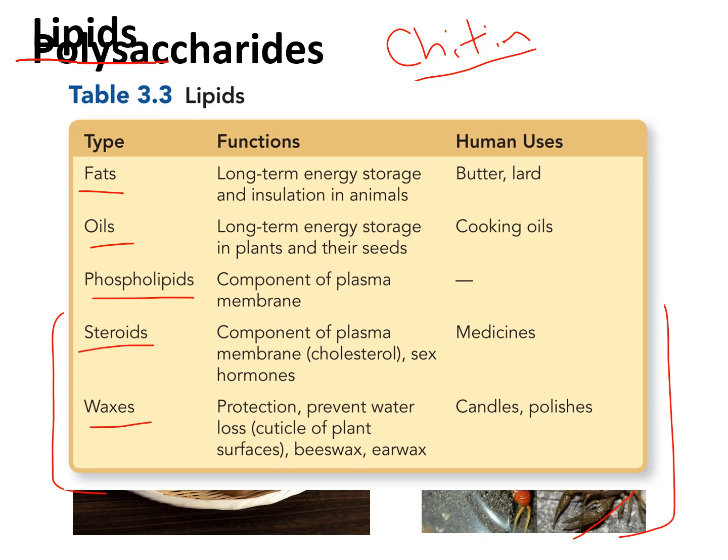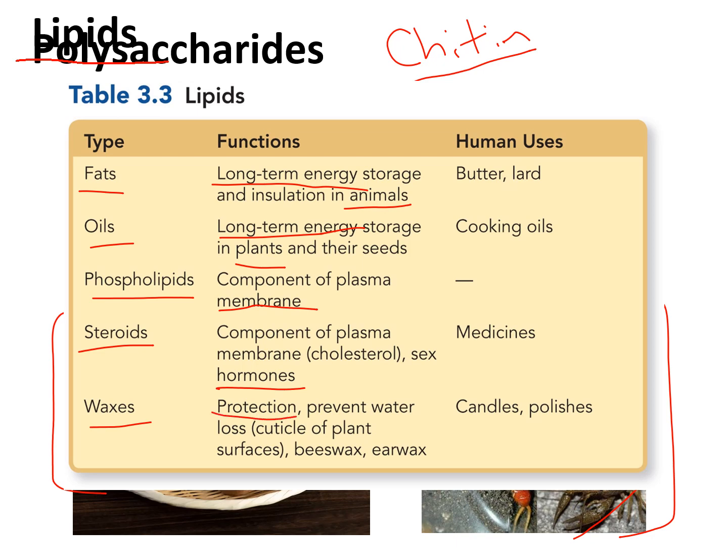And depending on their type, they have slightly different functions. Fats and oils are for long-term storage. Fats relate to animals, and oils relate mainly to plants. Phospholipids are an important component of the plasma membrane, so the structure of the cell membrane. Steroids are a type of hormone used in communication between cells, and waxes are mainly for protection.